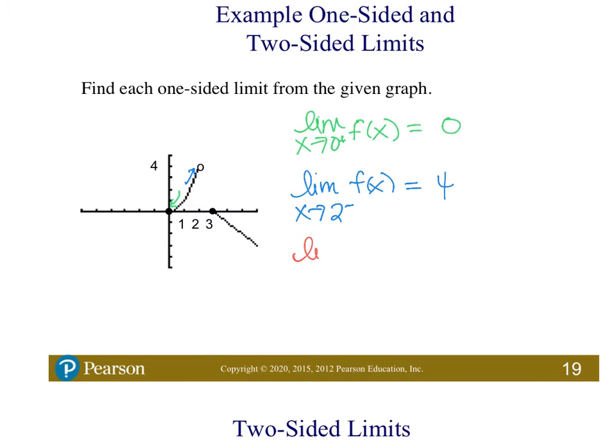And then the value at 3, we can only approach from the right because there is nothing on the other side of 3. And so we approach that from the right. That's approaching the x-axis, and so that approaches 0. So again, these are all called one-sided limits. So then that leads us to the concept of a two-sided limit.